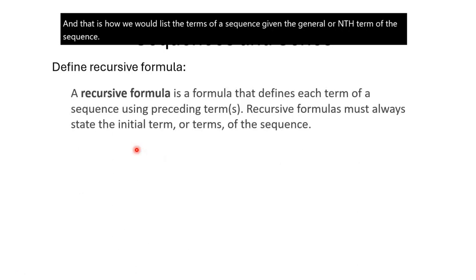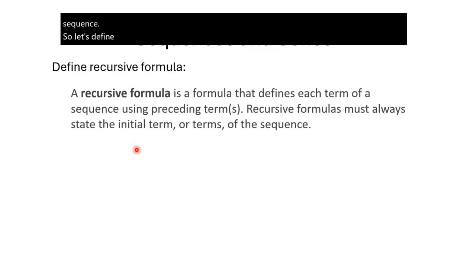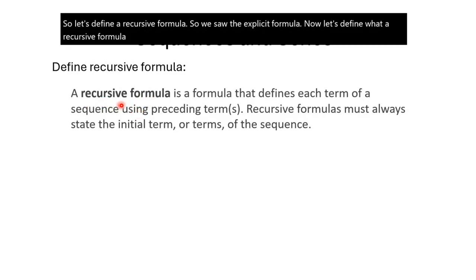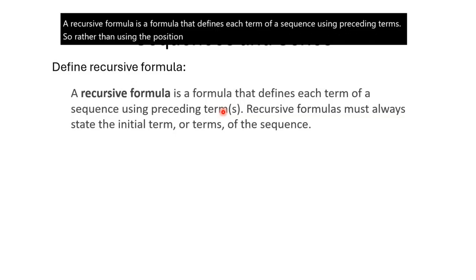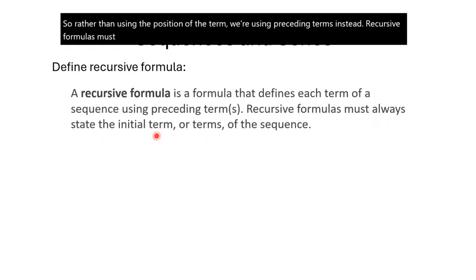So let's define a recursive formula. So we saw the explicit formula. Now let's define what a recursive formula is. A recursive formula is a formula that defines each term of a sequence using preceding terms. So rather than using the position of the term, we're using preceding terms instead. Recursive formulas must always state the initial term or terms of the sequence.